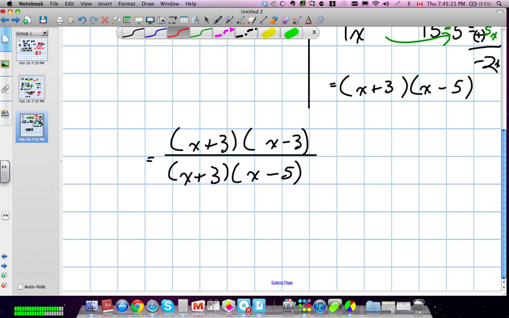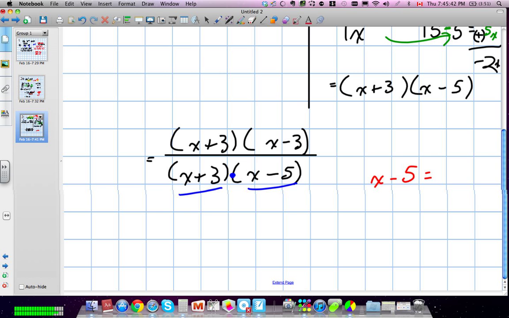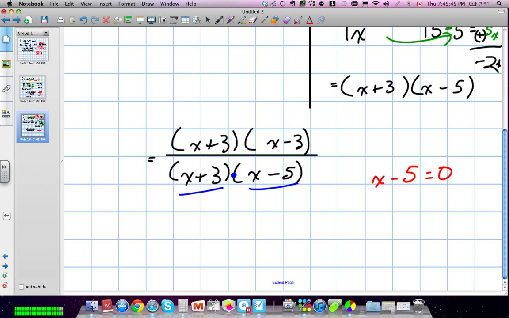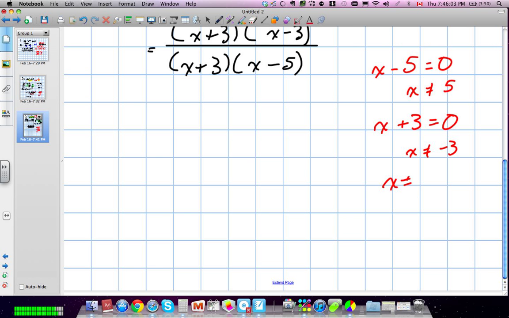Okay, let's set them up as equations. You're jumping ahead. So how do I set it up as an equation? X minus 5 equals, x plus 3. What are we trying to make? Think of this like it's a multiplication, right? Two numbers equals 0 when it's set up. Okay. And what would the other equation be? X plus 3 equals 0. Good. So what are the restrictions? X cannot be 5 and x cannot be negative 3. Good. So we have our two restrictions.